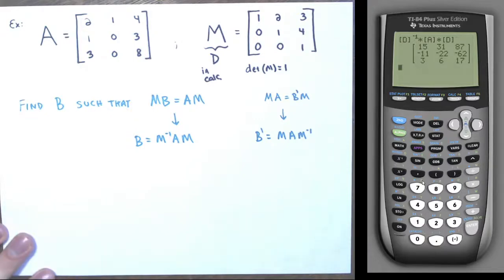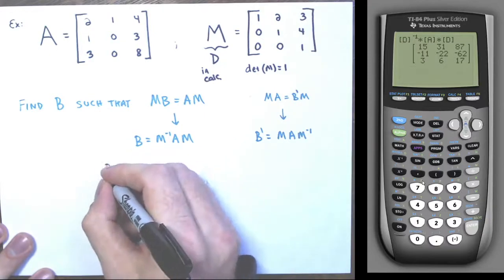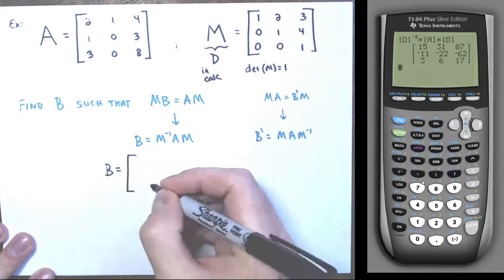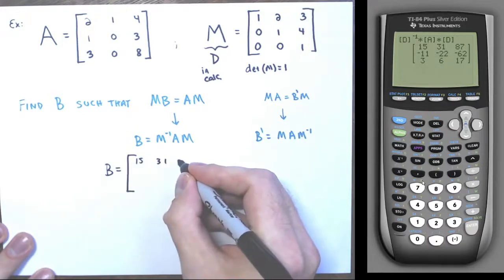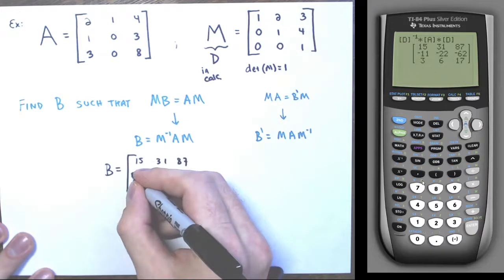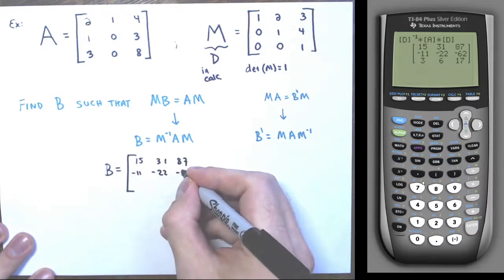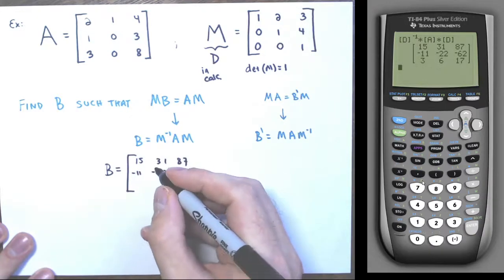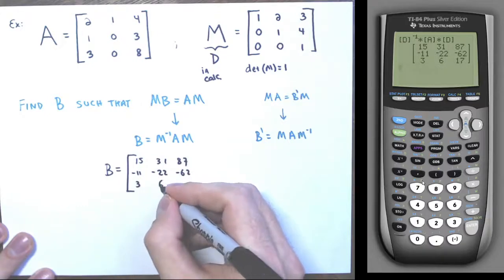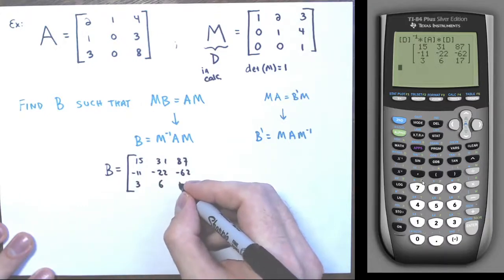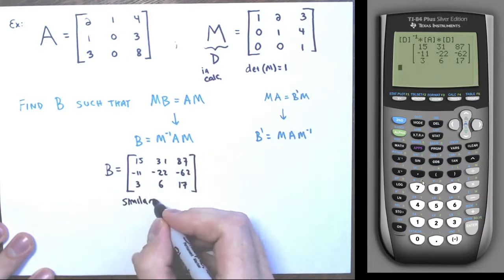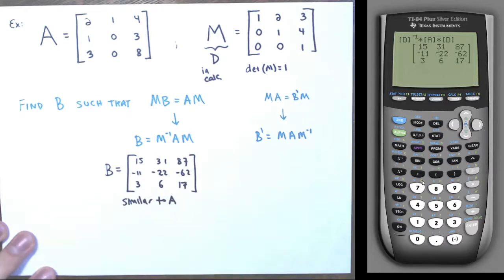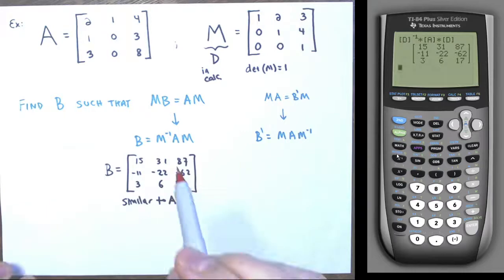All right. So B equals 15, 31, 87, negative 11, negative 22, negative 62, 3, 6, 17. All right, this should be similar to matrix A. All right, and if they are similar, they should have the same determinant. All right, well, let's check.